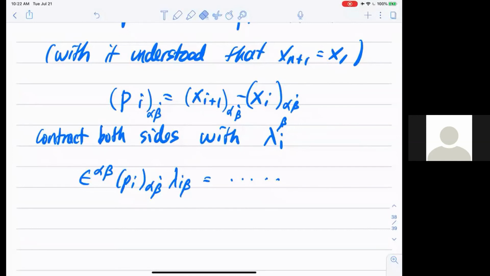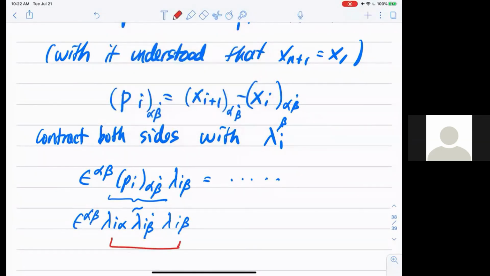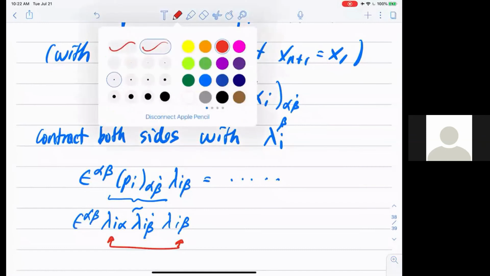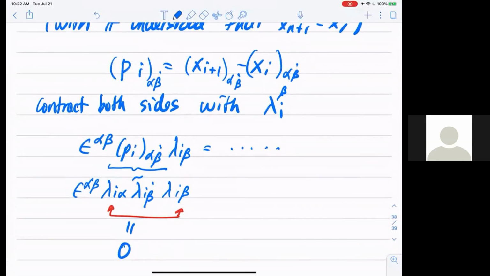Now, first of all, this is equal to zero, right? Because this creature here is lambda_i alpha, lambda tilde_i beta dot. And this is clearly zero because I have an anti-symmetric epsilon tensor attached to these two objects. So this is equal to zero, manifestly.